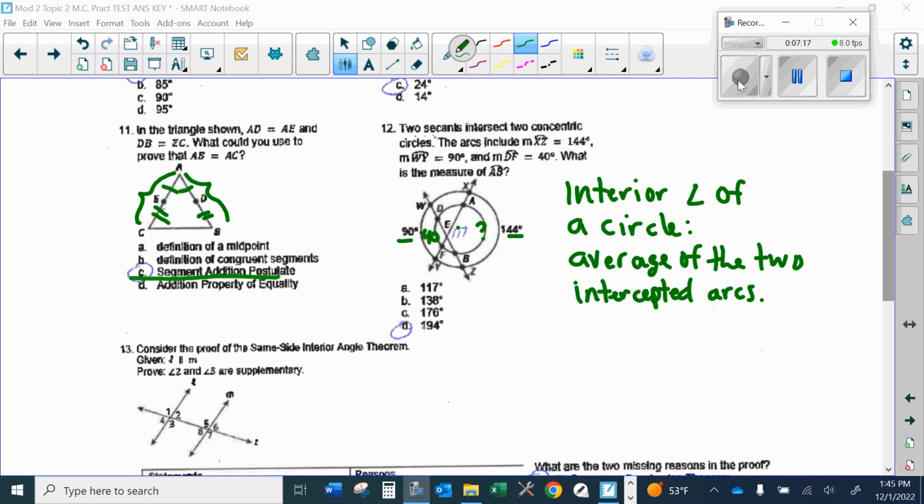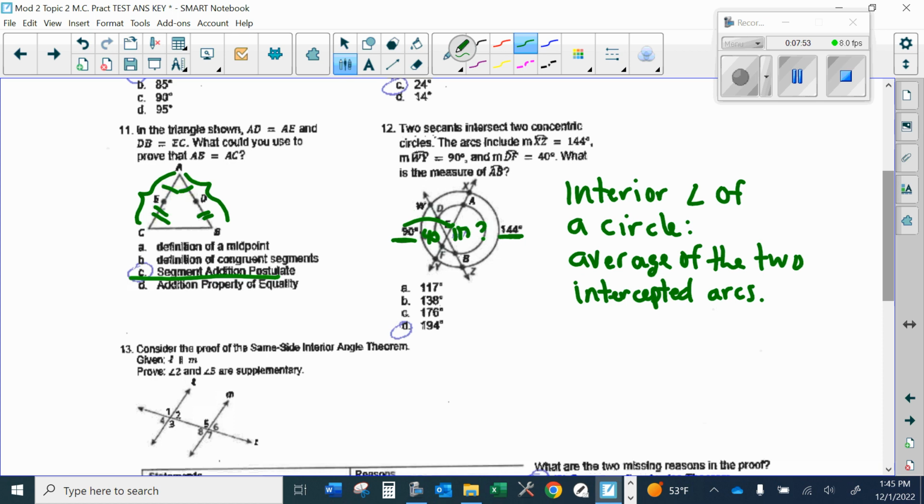Okay. So what we need to do is use the interior angle theorem for circles, which means I add the sum of the two intercepted arcs, add the two arcs together, divide by 2, which is finding the average. So if I said how far from 90 to 144, that's 54. Half of 54 is 27. I could add 27 to 90 or subtract 27 from 144 and I get 117. So this angle right there is 117.